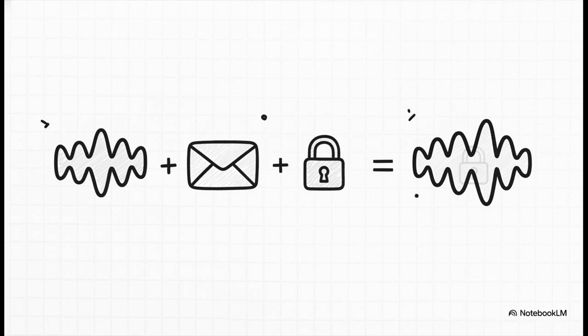It's almost like a math equation. You take a normal audio file, that's your carrier or your cover file. Then you add your secret message, which could be text, an image, or even another file entirely. You encode it with a password, and boom, you get a stego file.